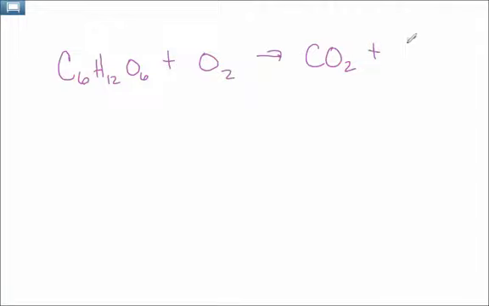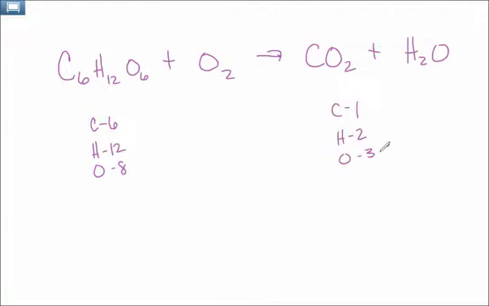So our equation was C6H12O6, right? Is it balanced? No. How would we balance it first? Write down what each has. So we have 6 C's, and O we have 8. We have 3. Now what?